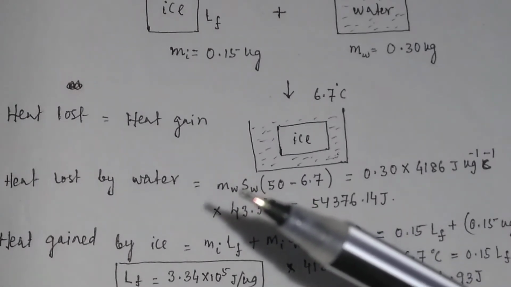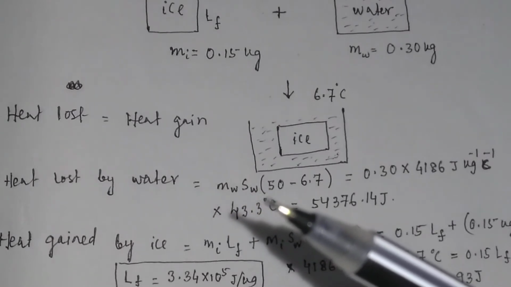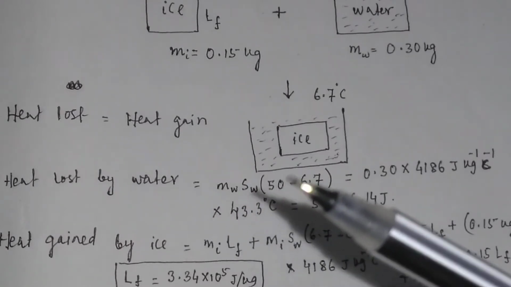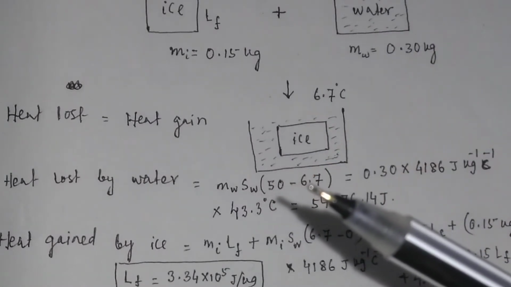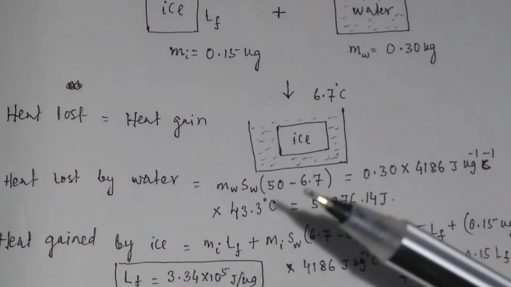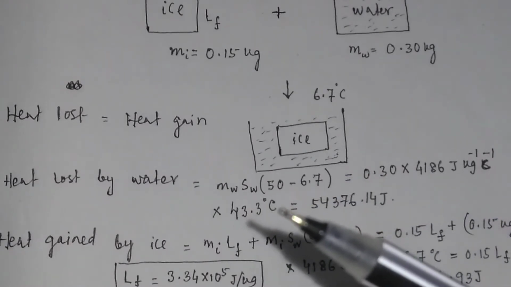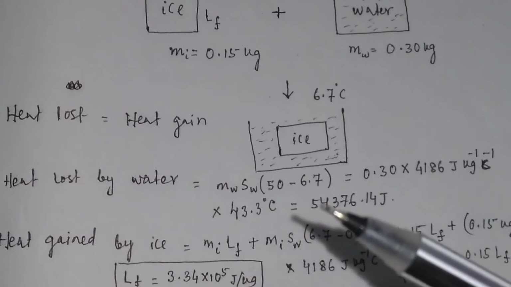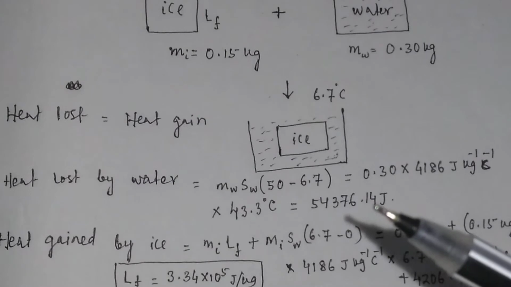Here m_w is the mass of water, s_w is the specific heat of water, and the temperature of water is given as 50 and the final temperature is 6.7 degree centigrade. So if you put these values, then you can find out the heat lost by water is equal to 4376.4 joule.